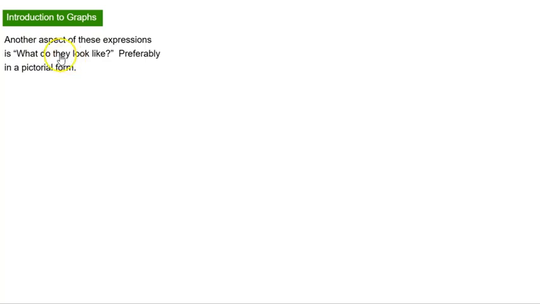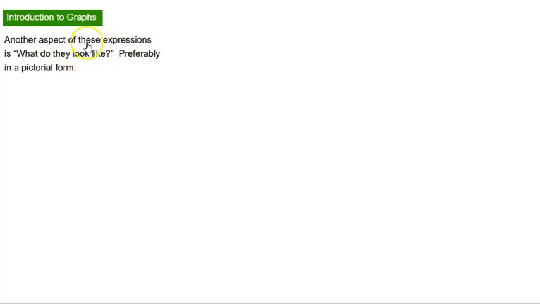Let us look at graphs. So first, let me give you an introduction to graphs. So another aspect of this expression, of which we have been looking at addition, subtraction, multiplication, rational expressions, factorization. So now we are going to look at what they look like in a pictorial form.